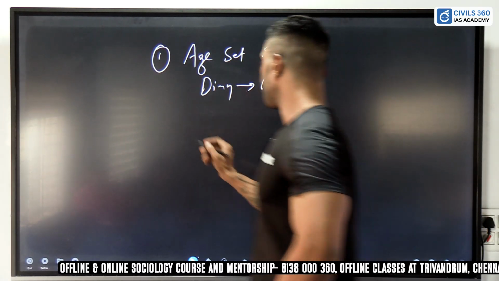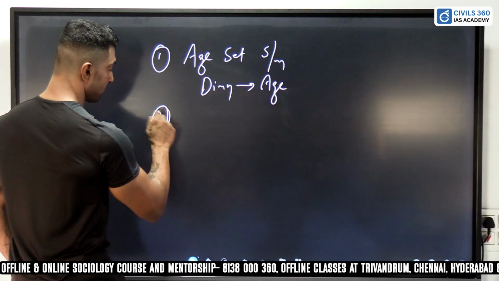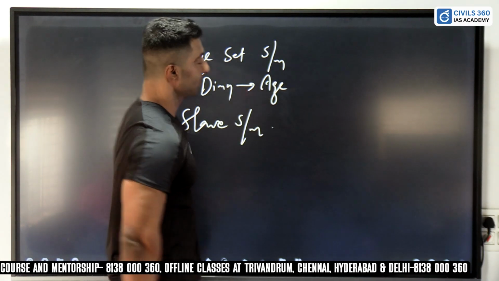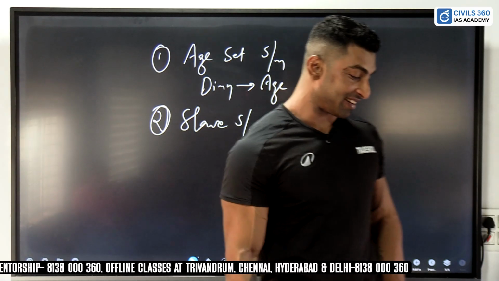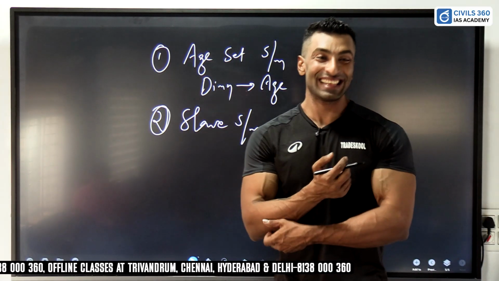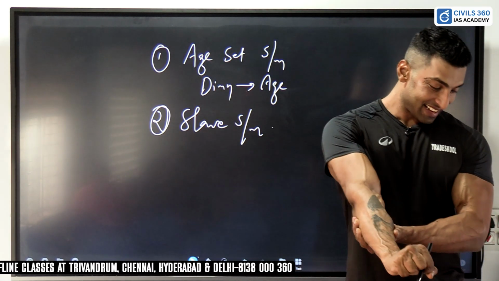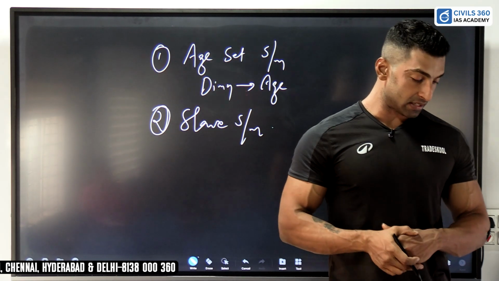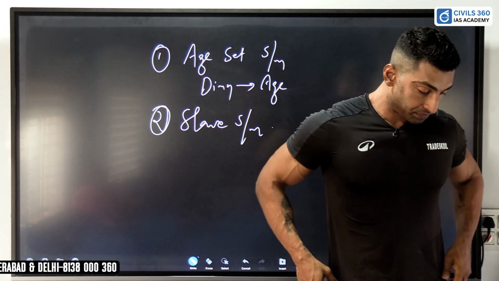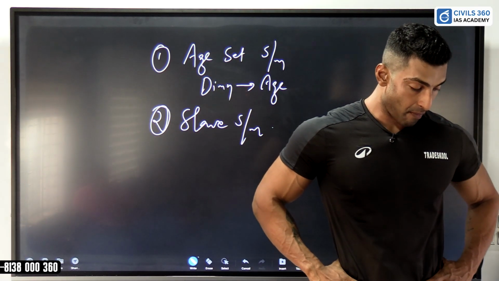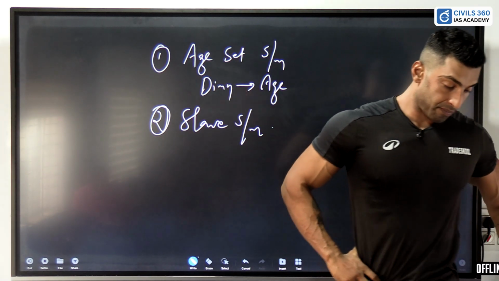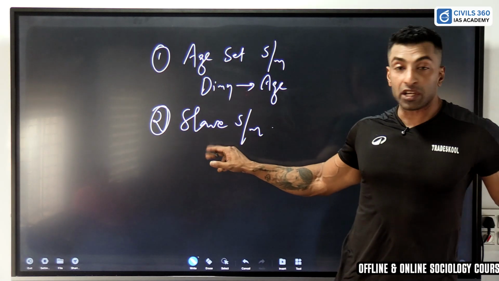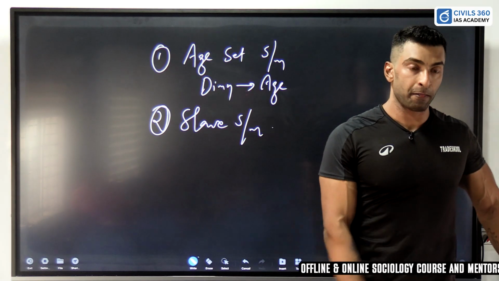But age is just a number, right? Second, slave system. Theoretically an open system. Dimension, you write ownership.